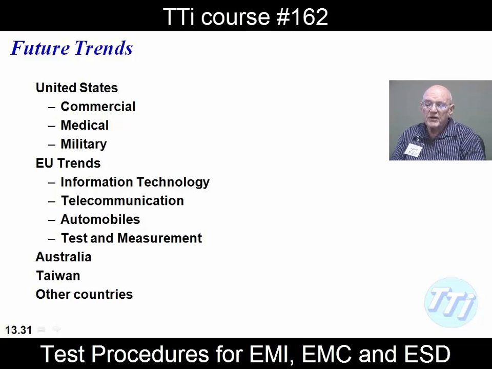Notice the European Union trends. A lot more information, telecommunications. They're being more involved in the automobiles. Now the automobiles themselves are nothing but what? Complete systems these days. You're talking about multiple processors networked together, and a lot of interference can in fact happen. So you're going to see tighter and tighter specifications. It's going to happen. And of course you have other trends in Australia and Taiwan.